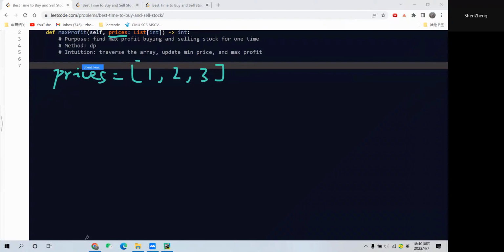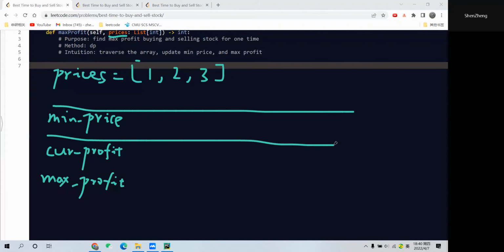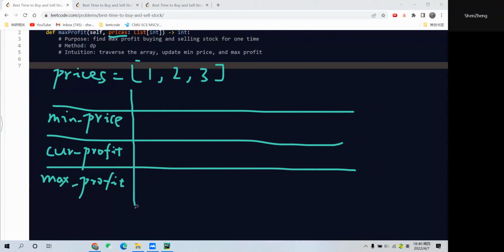And since we have to calculate the profit, which is revenue divided by cost, right? So I have to set some variables. One is the minimum price, which is the cost. And then we need the current profit, which is the current revenue divided by cost at a specific location. And finally, we need the maximum profit, which is the maximum of all current profits. Okay, so we initialize these several variables, and let's build a table for this one. So the illustration will be easier to understand. Okay, so let's set the table to look like this.